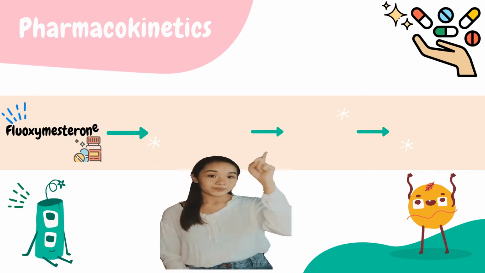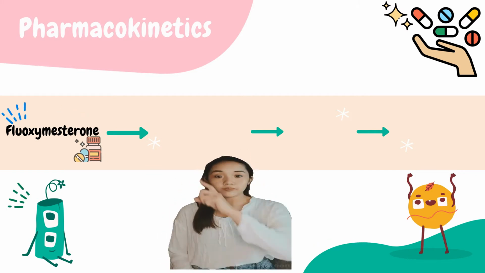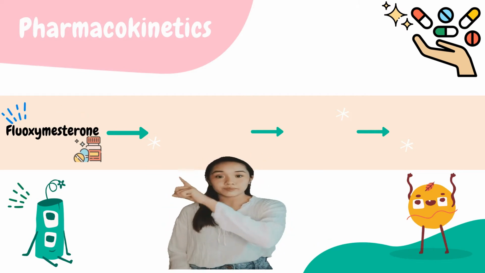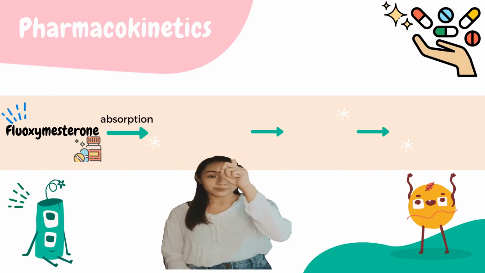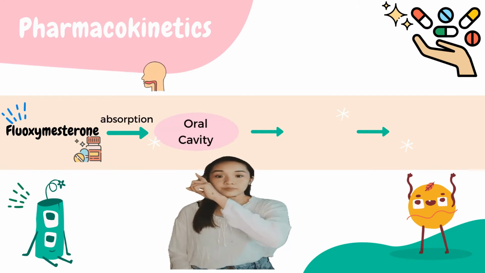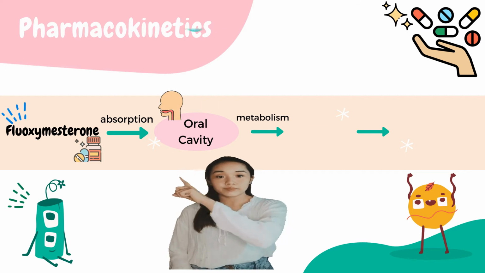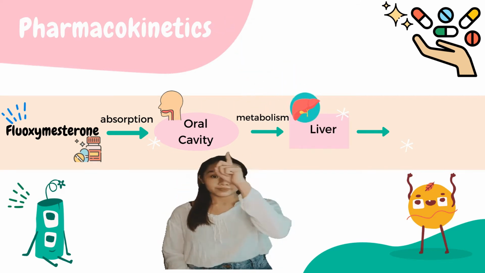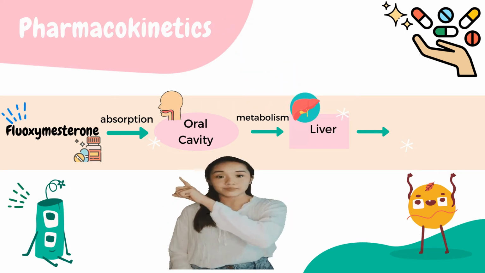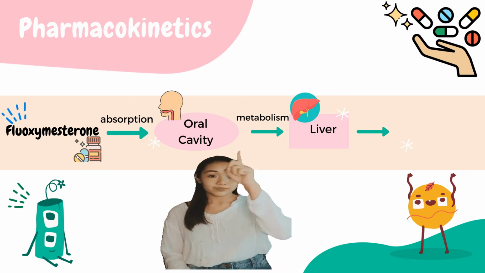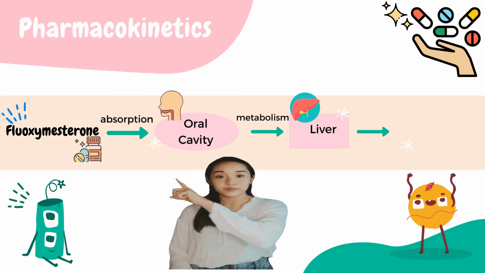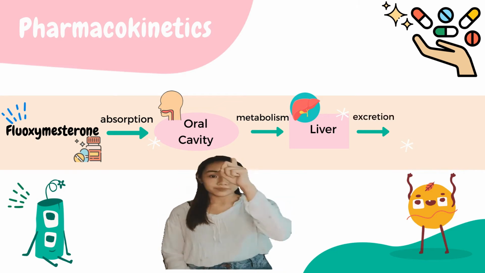Let us talk about my pharmacokinetics. I have approximately 80% of oral bioavailability. I am then metabolized in the liver. I have an elimination half-life of approximately 9.2 hours, which is long relative to that of testosterone. Finally, I am eliminated in the urine.